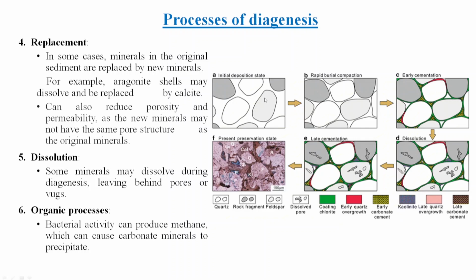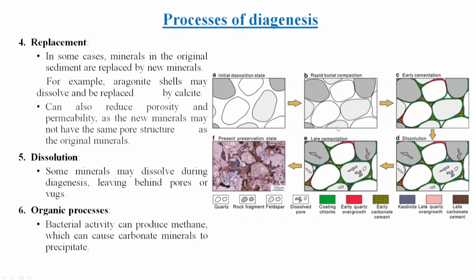So there is again a simple sequence where this is your initial deposition state, where your pore spaces or void spaces are maximum, followed by rapid burial compaction. Some of the pore spaces are now getting filled up due to compaction. Then some early cementation: still it will not be able to fill all the pore spaces or voids, but partially it will take place in the interstitial spaces between the individual grains.